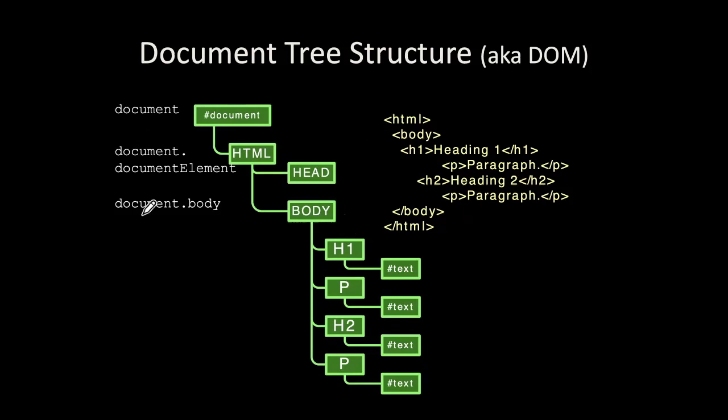And on the extreme left then, I'm just using ordinary dot notation to navigate down through my network of objects. So the expression document.body is going to refer to this node here. And I might have that inside one of my scripts.